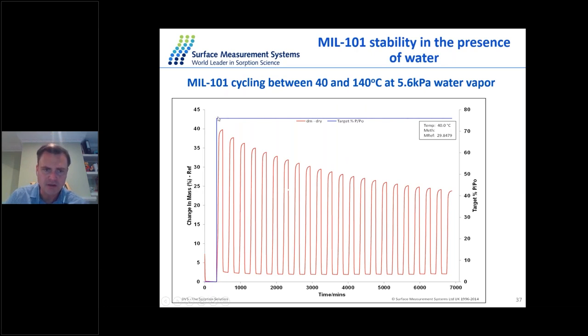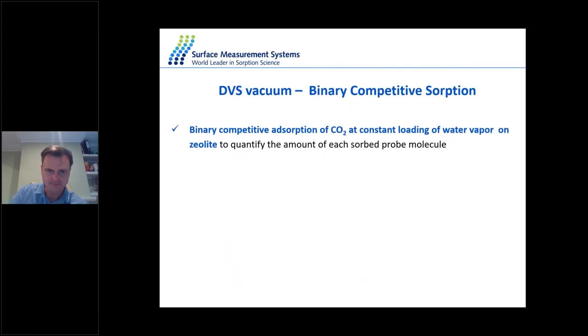So in this case, we can keep the water pressure constant at 5.6 kilopascal. And then we just vary the temperature of the sample between 40 and 140 degrees. As you can see, after 20 cycles, the adsorption capacity of MOFs goes down with the number of cycles. This is one of the reasons zeolites are still more used on an industrial scale, because their adsorption capacity doesn't change with the number of adsorption cycles.